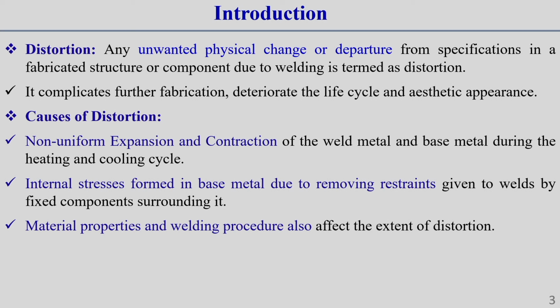First of all, we should know the cause of this distortion. Mainly the cause of the distortion in a structure is welding, especially non-uniform heating and cooling during welding. Non-uniform expansion and contraction occur, and due to this, the welded structure changes from its required shape and size. Due to this, different types of distortion shapes appear in the welded structure.